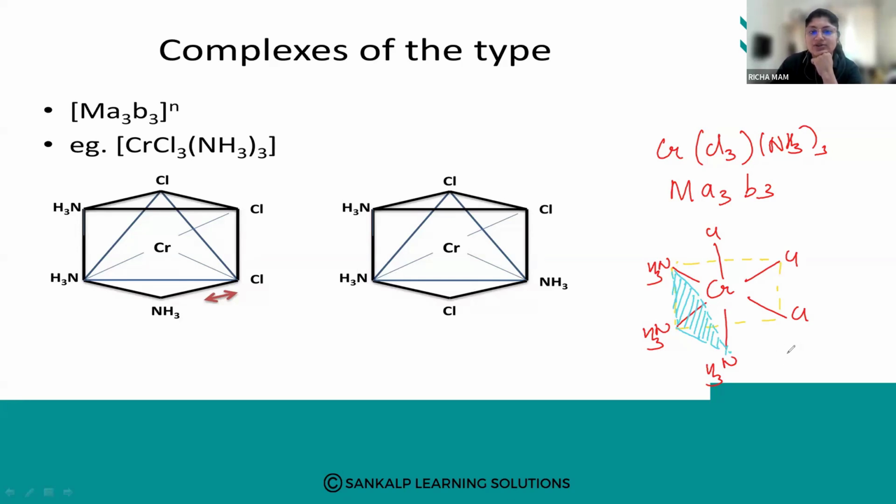This is your facial isomers. These are your facial isomers. You can see that the identical ligands are at the adjacent position at the corners of the octahedral. Then another arrangement is what? The metal, chromium, is in the center.